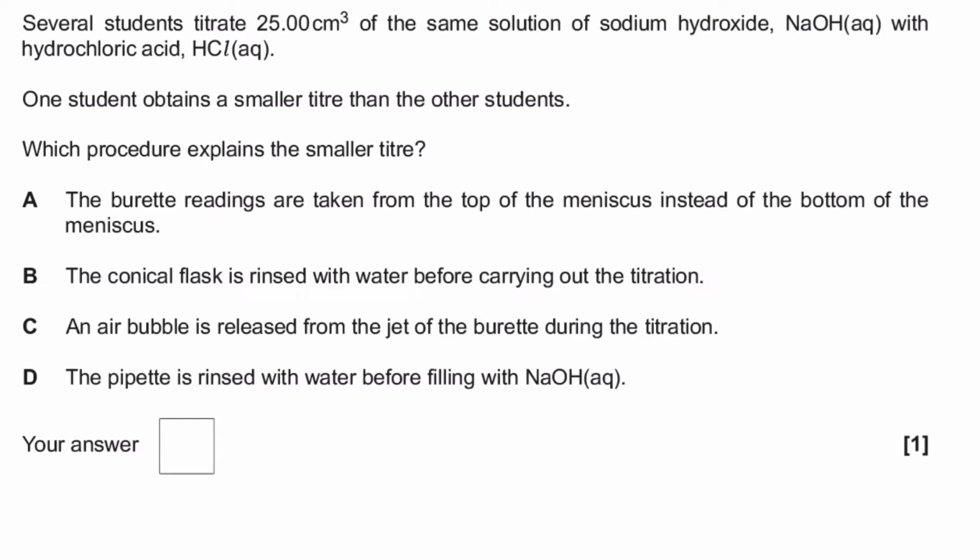So here's the whole question, and what they ask you to think about is reasons why a smaller titer occurs with one of the students. And there's 4 different procedures, one of which will actually explain this difference. So what does a smaller titer mean? Well, it means that they've got less hydrochloric acid that reacts.